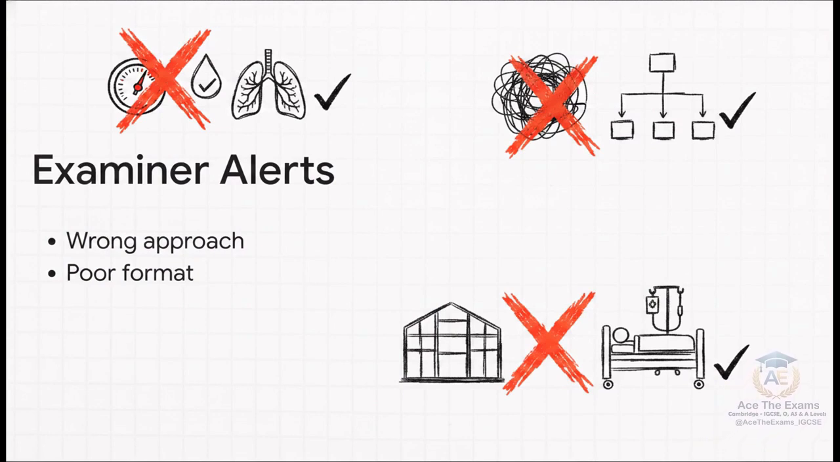I need you to commit these top 3 examiner alerts to memory right now. Alert 1. Using the wrong approach for the wrong context. For example, don't prescribe a pressure sensor when a humidity sensor obviously makes more sense for a respiratory patient. Alert 2. Forgetting to check format and presentation. Always use professional terminology and clear, logical steps. And Alert 3. Providing generic, non-specific answers. Never give an answer that could apply to a random greenhouse when the question is specifically about a hospital ward. By simply avoiding these 3 common traps, you are going to automatically elevate your mark potential.